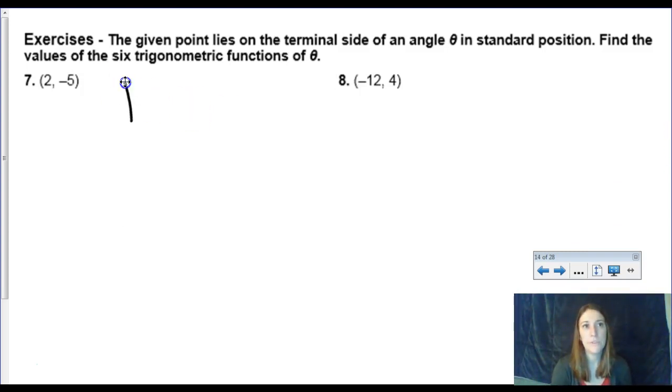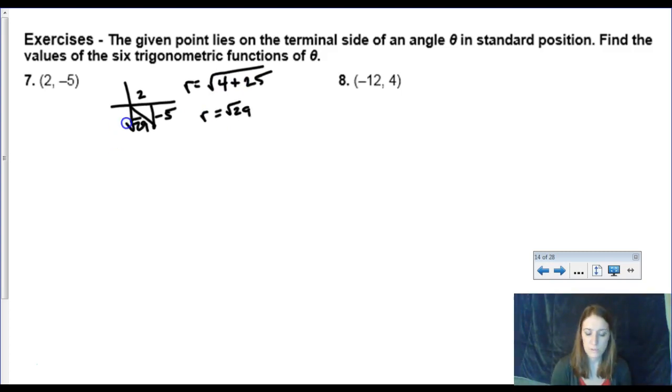So 2, negative 5 would be like here. Lovely drawing as always. And doing a quick calculation for r, that would be 2 squared is 4, negative 5 squared is 25, so r is the square root of 29. So for me, if I'm finding the 6 trig functions, I know that cosine and secant should be positive, and those should be the only positive functions in this quadrant. However, I'm not going to think too hard about it, because I already have my signs written down.